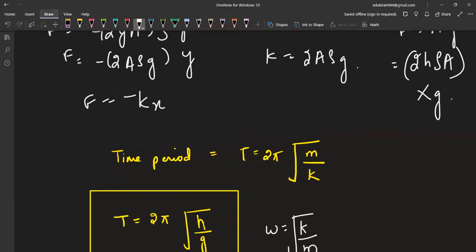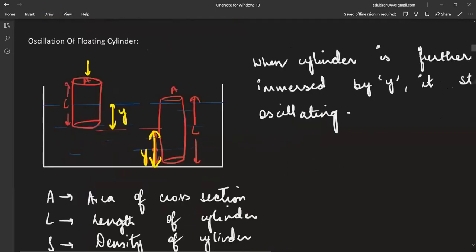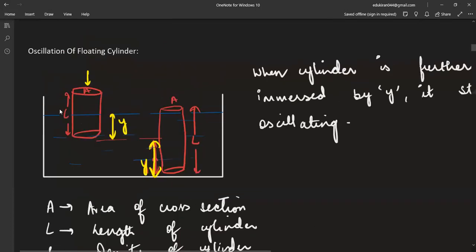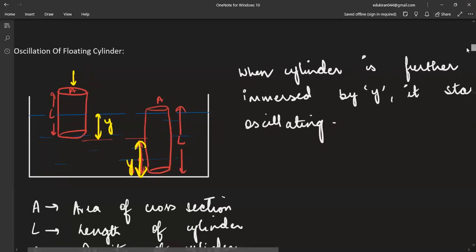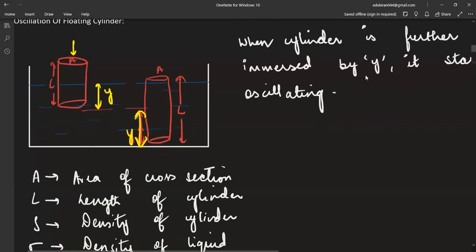Okay, now coming to floating cylinder. Oscillation of a floating cylinder. This is a cylinder. So if we drop it into water, we know that it will bounce back. So that, we are not talking about buoyancy right now. We're talking about the to and fro motion of a cylinder. That is the oscillation which is occurring, oscillation of a floating cylinder. So when the cylinder is further immersed by Y, it starts oscillating.